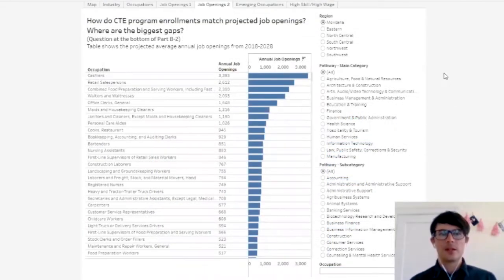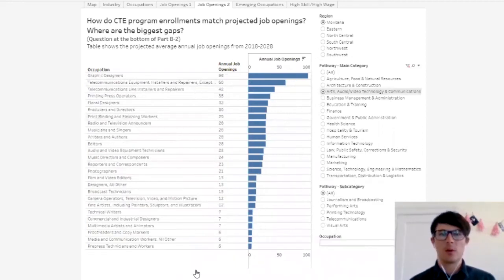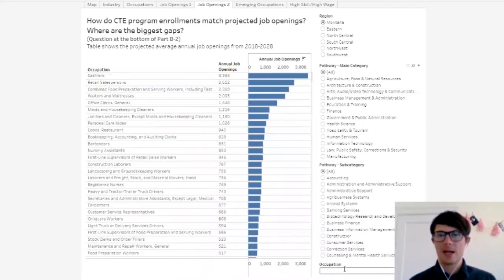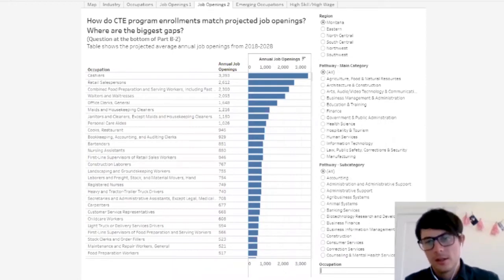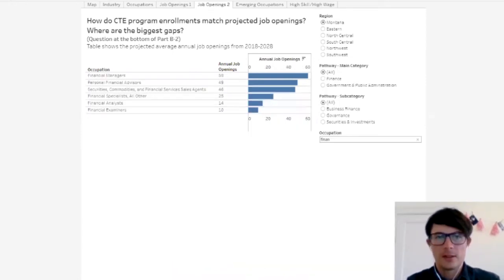The second job openings tab organizes the same information by occupation title. So these are again the standard occupation classification titles, and you can filter down by career pathway to see which occupations are associated with a specific pathway. You can also again search backwards by occupation. Say I want something in finance, and I can see which career pathways are associated with these occupations that have finance in their occupation titles.